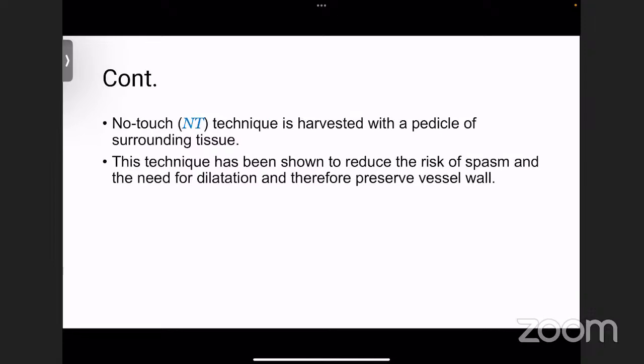The no-touch technique is harvested as a pedicle, keeping the surrounding tissue, keeping the fat around it. This has shown a lot of benefits on a cellular level as well as a clinical level. The technique showed reduced risk of spasm and need for dilation, because you have all the tissue holding it around, so you don't need to dilate it as often as when you move the tissue around it. That's when the vein starts to spasm. That's why we have to dilate it more, so we can see it and work on it properly.